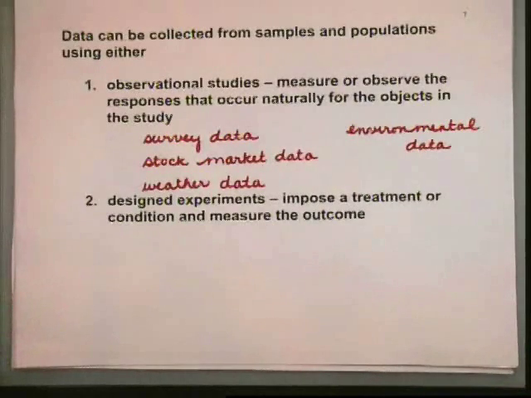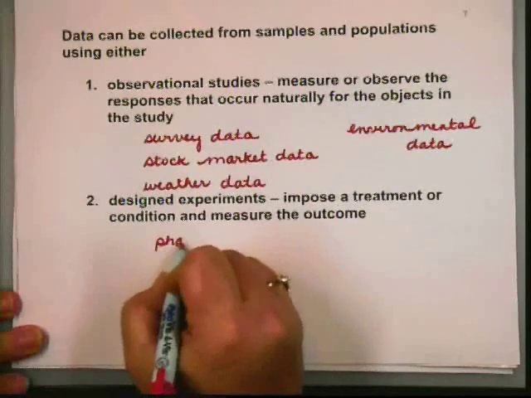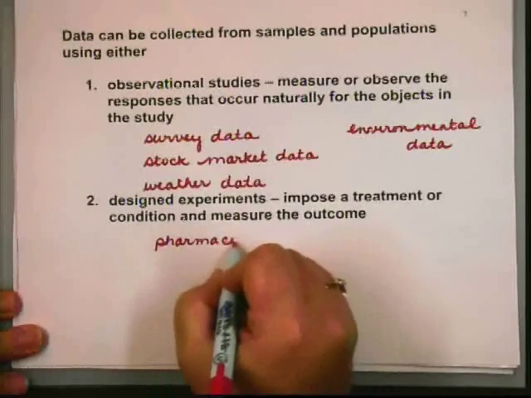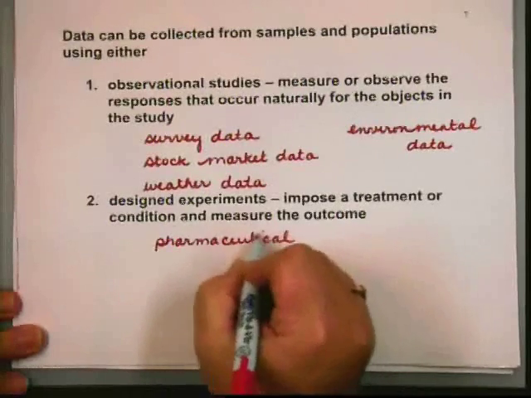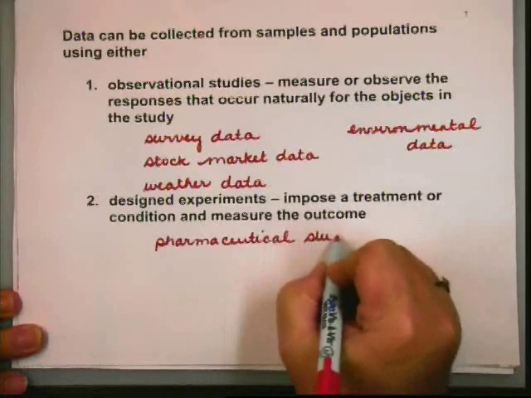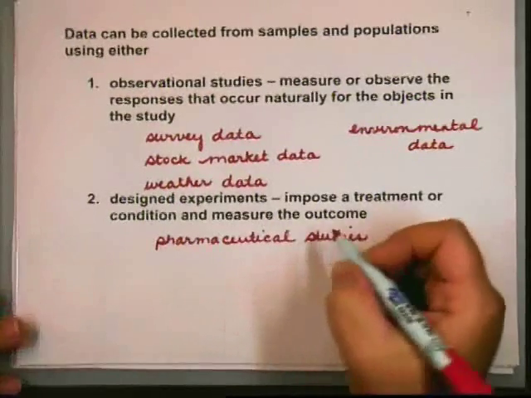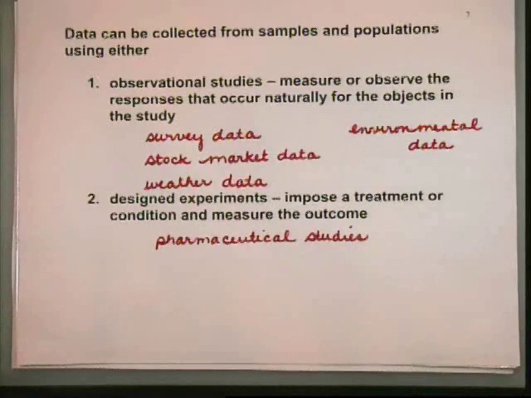Designed experiments. In these instances, we impose a treatment or impose some condition or multiple conditions and measure the responses as a result of that imposed condition. This happens, say, in pharmaceutical studies. You have an active drug and a placebo, and you're trying to see if the active drug produces a better result, a better state of health than the placebo, or the lack of an active ingredient.